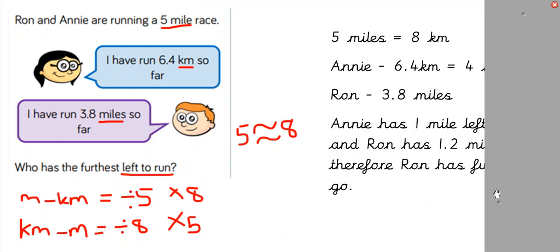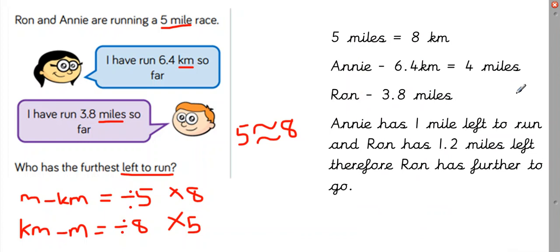Let's have a look at the answers then. So 5 miles is approximately 8 kilometres. So Annie has run 6.4 kilometres, which is approximately 4 miles. So I'm converting to miles. Ron has run 3.8 miles. So I can see that Annie has run more miles than Ron because she has run 4 and he has run 3.8. So in my answer, I'm going to write Annie has 1 mile left to run, okay, because she's got to get to 5 miles, so she's only got 1 mile left.